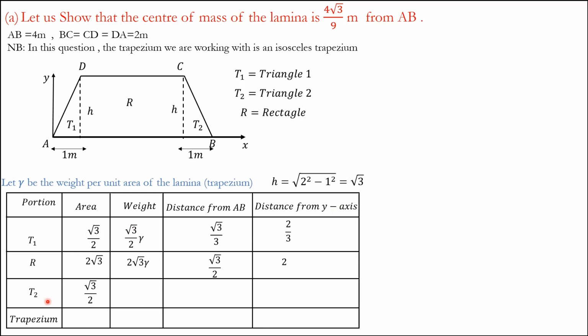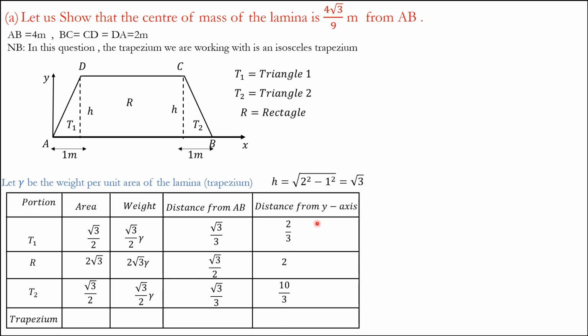So also for the second triangle, the area is half base times height. Half base here is 1, the height is square root of 3, which we have determined. Obviously its weight is going to be square root of 3 divided by 2 times gamma. And the distance from AB of this second triangle is 1/3 of this height h, which we have determined. That is 1/3 of square root of 3.